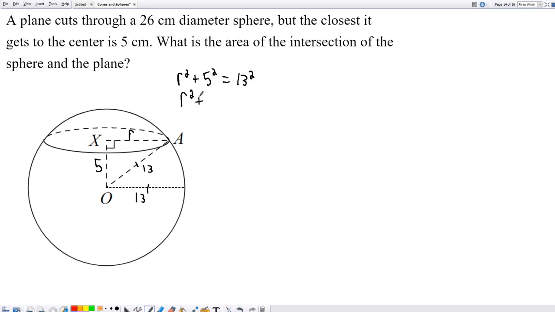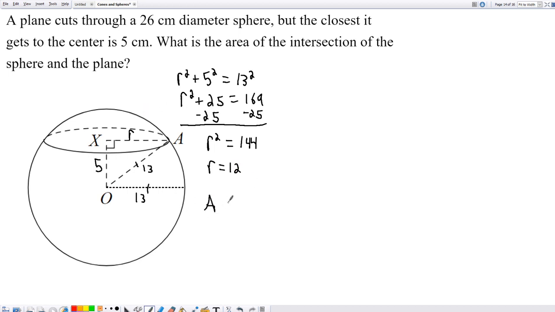So just continuing on, r squared plus 5 squared, which is 25, equals 13 squared, which is 169. Subtracting 25 on both sides, we get r squared is equal to 144, which means that the radius is 12 if we take the square root. And then it becomes a relatively simple problem.